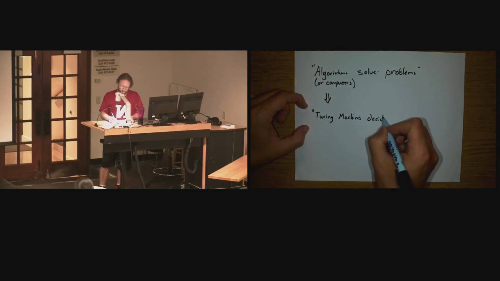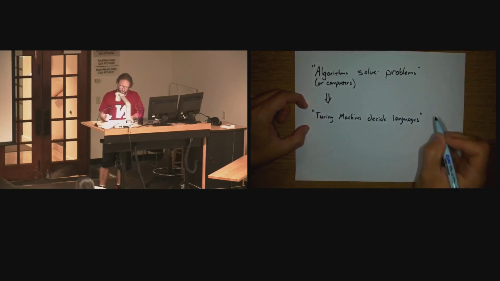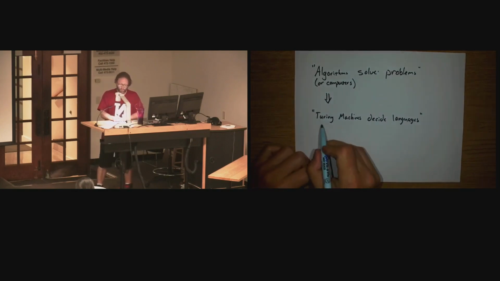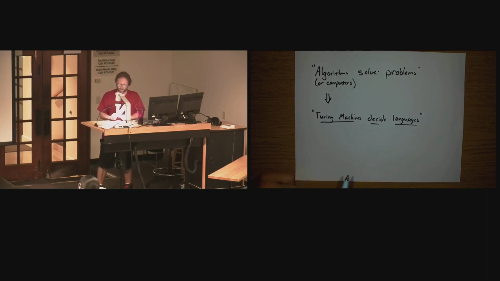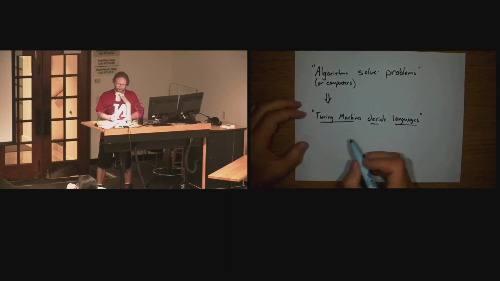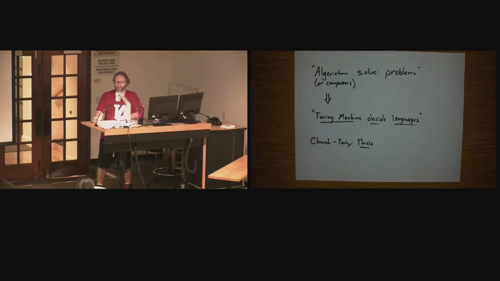decide languages. All right? Now, there are three components to this: Turing machines, deciding, and languages. And we're going to have to establish quite a bit of foundation to even get to what these definitions are, okay? But this is called the Church-Turing Thesis.